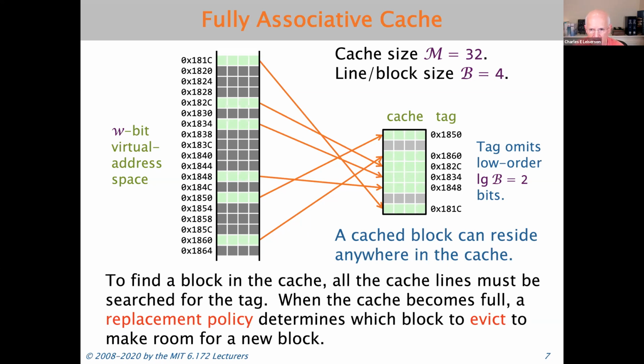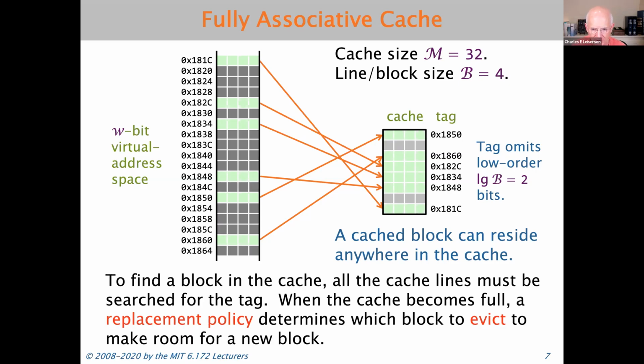Because the memory is much larger than the cache, as the program runs and cache blocks are brought into the cache, it eventually fills up. When it's full, something has to be evicted to make room for a new block. The replacement policy is what determines which other block is kicked out. Researchers have studied lots of different replacement policies.